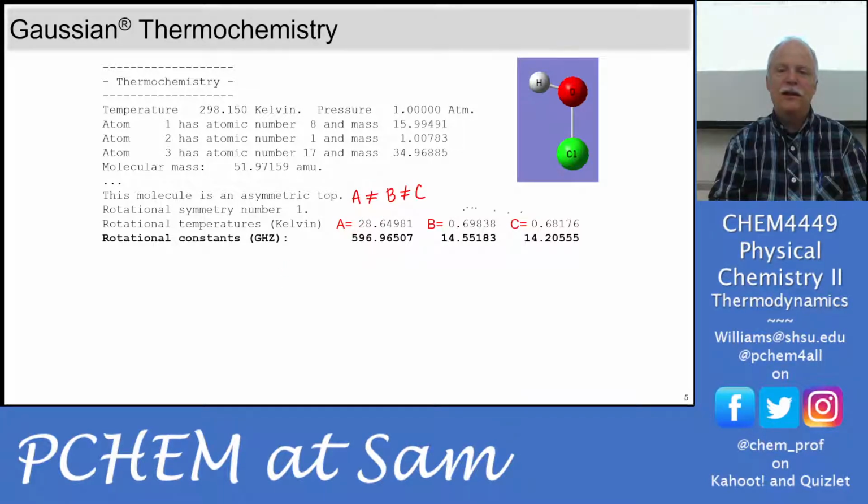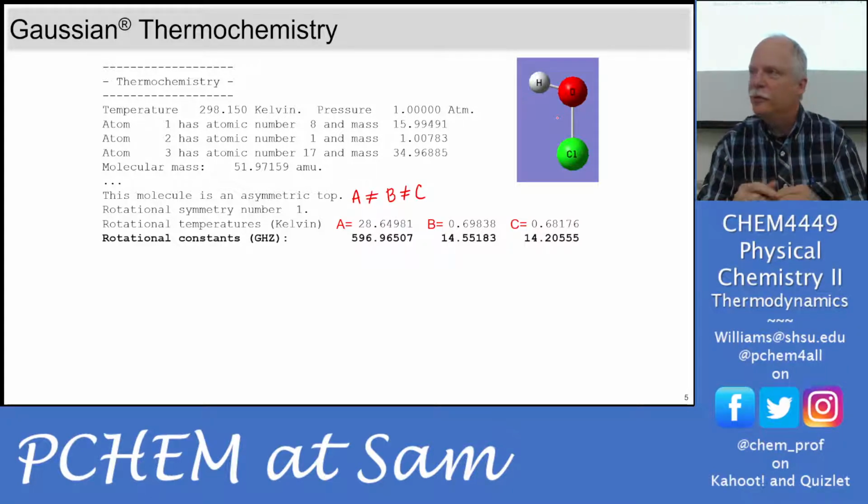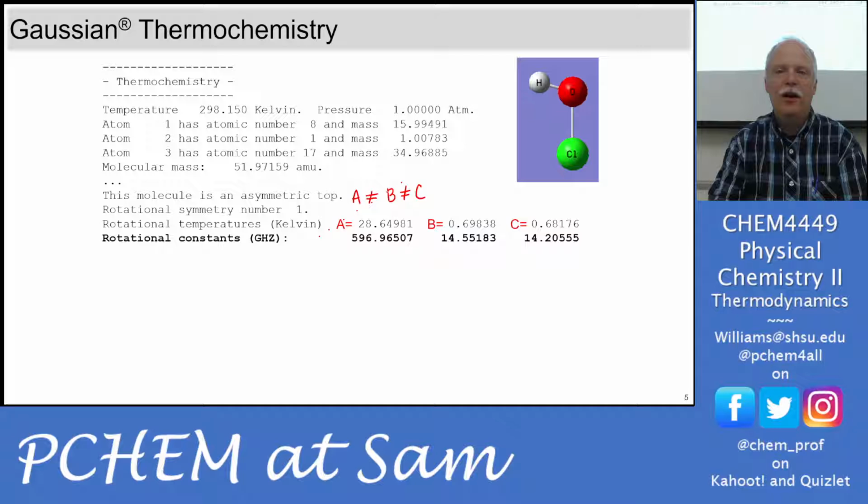The reason they don't label these X, Y, and Z is because A, B, and C map to X, Y, and Z in different ways. That's a little deeper topic than what we'll get to. But you can look at it and say, all right, I do know this is the largest rotational constant. So that's this motion around here. So that's the A rotation.